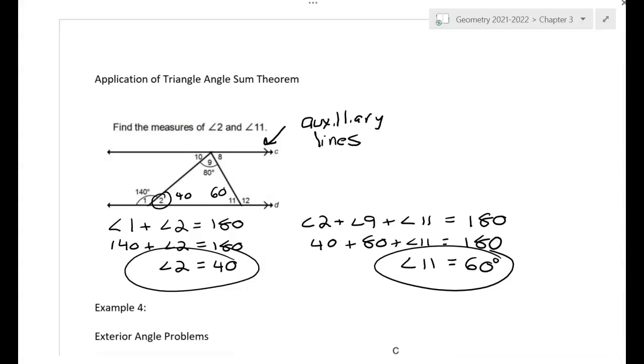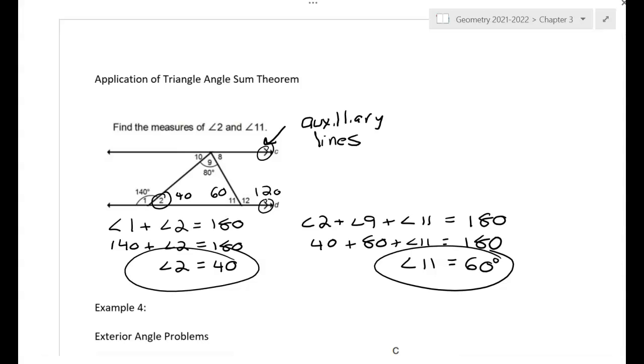Angle 12 is an exterior angle, so you can do 40 plus 80 and get 120. It's also a linear pair with 11, so you can do 180 minus 60 and get 120. Notice our lines are marked parallel. So here's a review question.